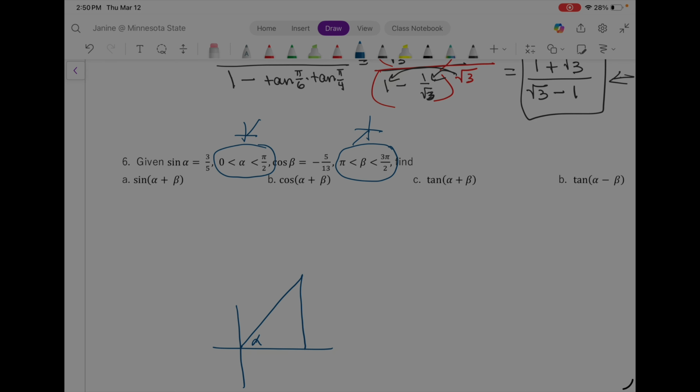Okay? Next, they're telling us that the sine of alpha is 3 over 5. So that's the opposite over the hypotenuse. Well, the Pythagorean theorem will give me a 4 for that adjacent leg because this is a right triangle. That's alpha. Now I'm going to draw beta.